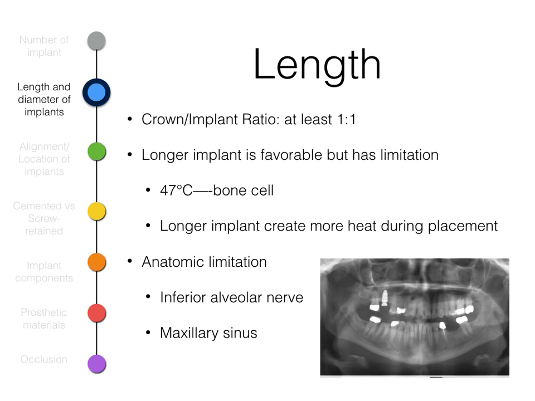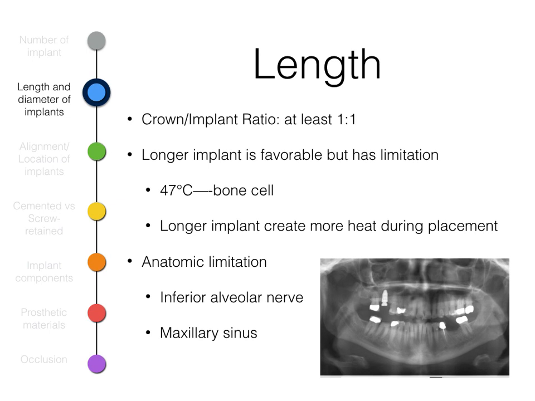So ideally we want to place the longer implants to get a better crown implant ratio. So the longer implant is favorable, but has some limitations. Because if we want to place a longer implant, it means we have to drill a deeper hole. As you can imagine, when you drill a very deep hole into the bone, the drill against the wall will cause a lot of heat. The heat will not hurt the wall, but the heat will hurt our bone cell.